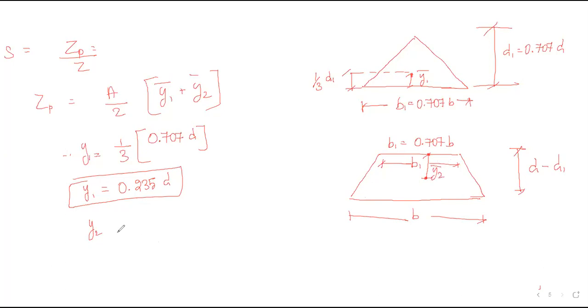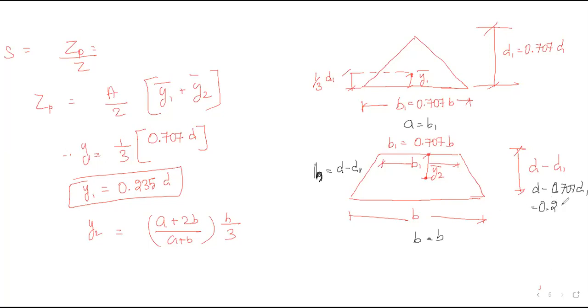Okay. So the formula for Y2 is equal to (A plus 2B) divided by (A plus B) into H by 3. So here, what is A? A is equal to B1. B is equal to, as usual, B. H is equal to D minus D1. Okay. So here D minus D1 is equal to 0.707 D. So 1 minus 0.707 becomes 0.293. 0.293 times D is the value of H.